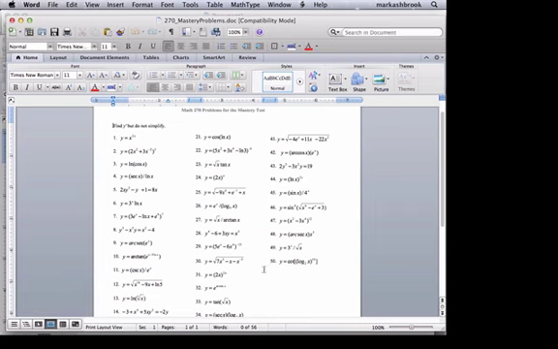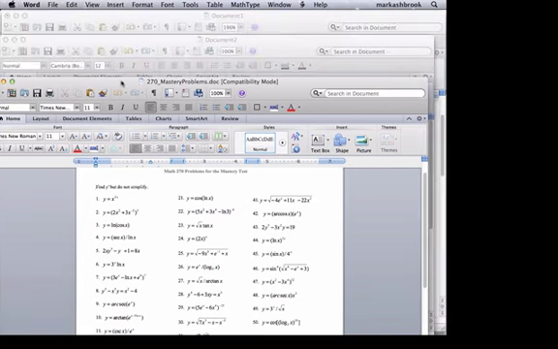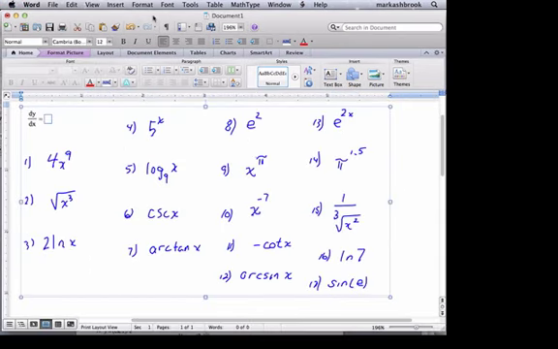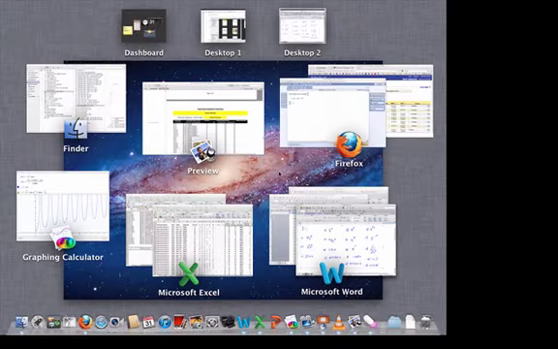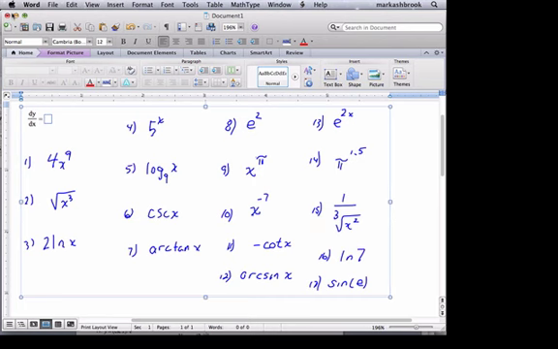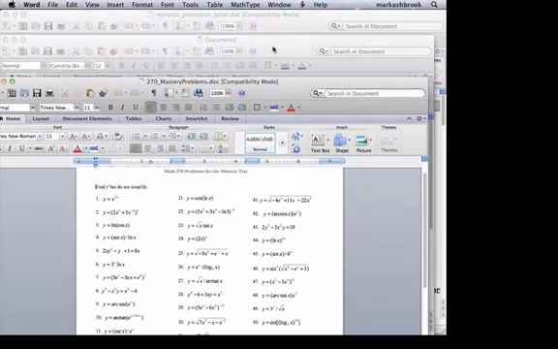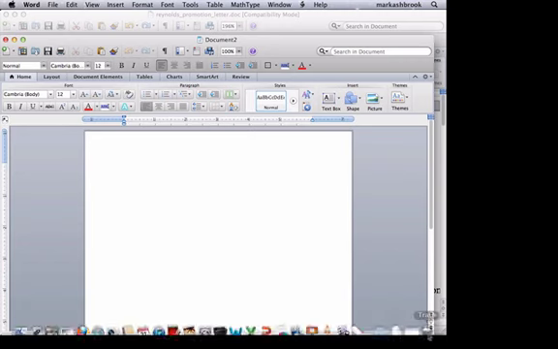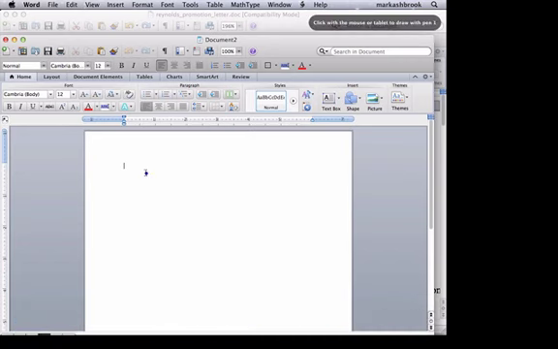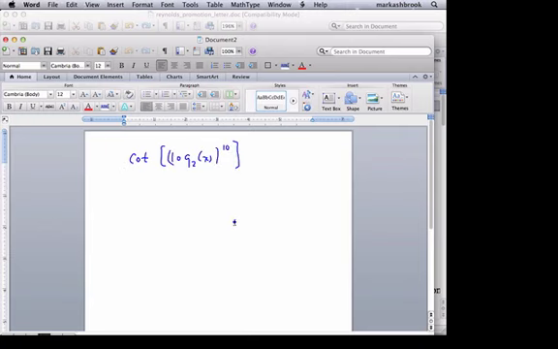Cotangent of log base 2 x to the 10th. What did I say? Cotangent of log base 2 of x, and then that log to the 10th. Okay. Overall structure.